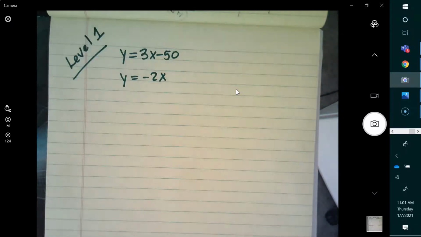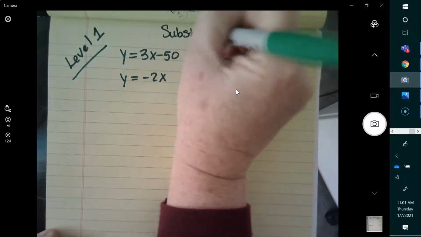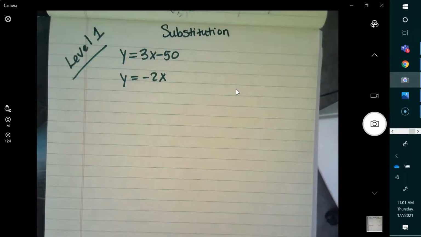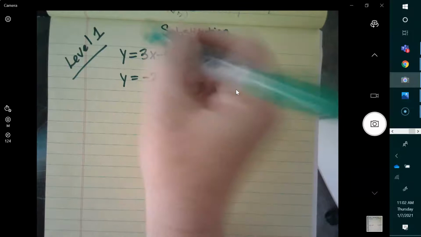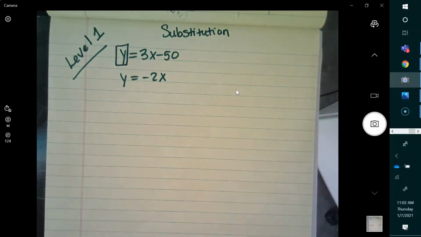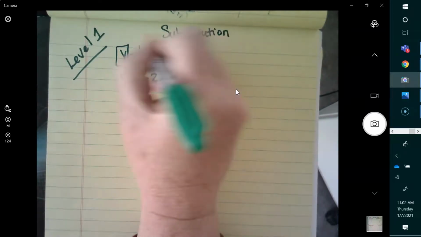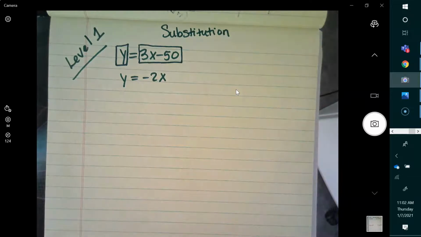problem. When you're solving by substitution, you're going to start by identifying the variable that is isolated. Well, in this problem, I see a y isolated in both of them. So you can start out with either one you want. I'm going to start with the first one. I'm going to draw a box around that y, and then I'm going to draw a box around what that y is equal to. It is equal to 3x minus 50.